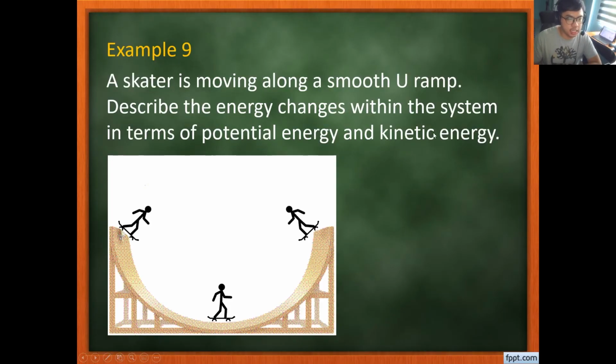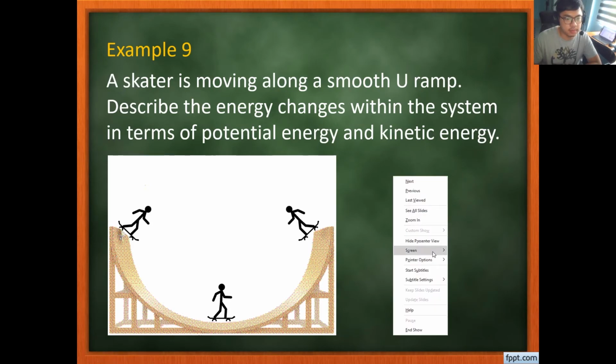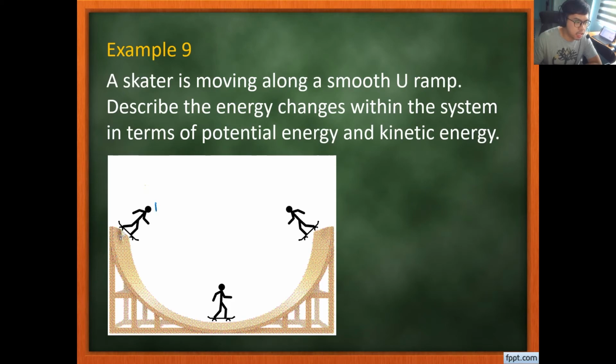Describe the energy changes within the system in terms of potential energy and kinetic energy. When she has the top, she has maximum gravitational potential energy. When she's at the bottom, she has minimum gravitational potential energy, or 0 gravitational potential energy. And then when she's at the top again on this side, she has maximum gravitational potential energy.